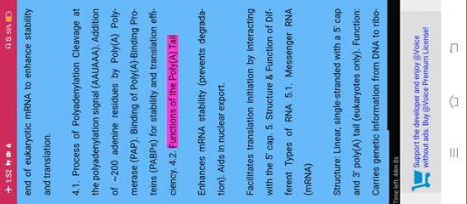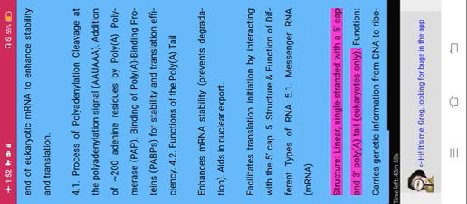4.2. Functions of the poly A tail. Enhances mRNA stability, prevents degradation, aids in nuclear export, and facilitates translation initiation by interacting with the 5' cap. 5. Structure and function of different types of RNA. 5.1. Messenger RNA, mRNA. Structure: linear, single-stranded with a 5' cap and 3' poly A tail, in eukaryotes only.